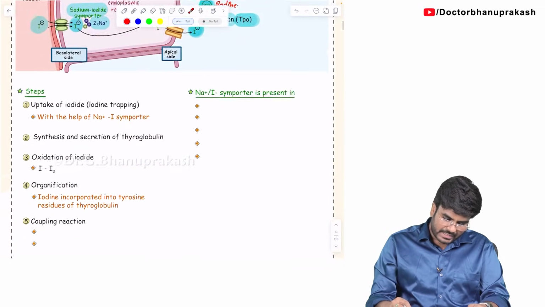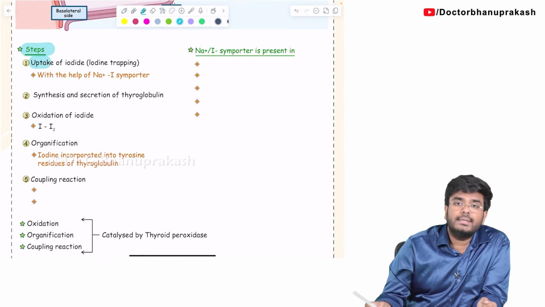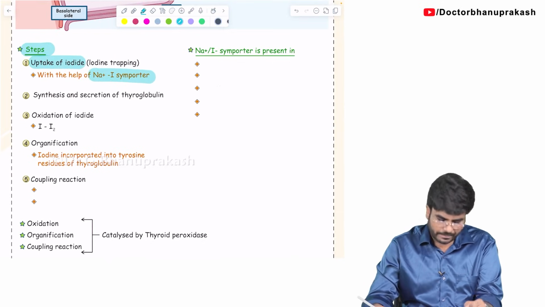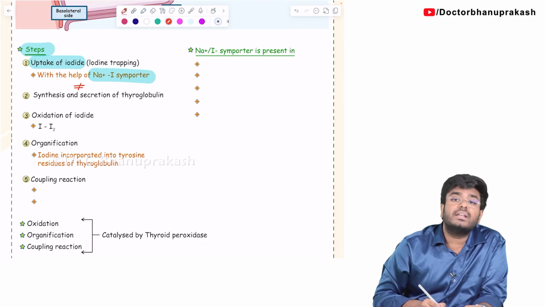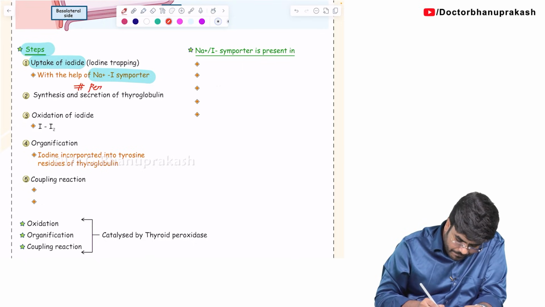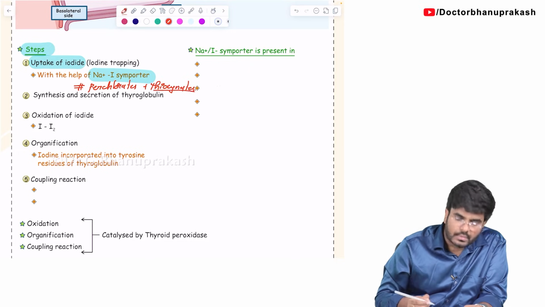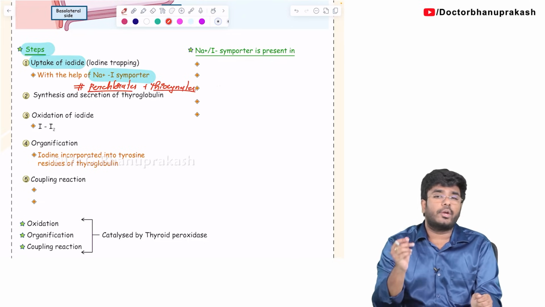So now let's see the steps one by one. Guys, what is the first step? Uptake of iodide, that's the iodine trapping, with the help of which transporter? Sodium iodide symporter, you know it. Now the sodium iodide symporter can be inhibited by certain agents like perchlorates and thiocyanates. So these are like poisons, let's say. These perchlorates and thiocyanates can inhibit the sodium iodide symporter.